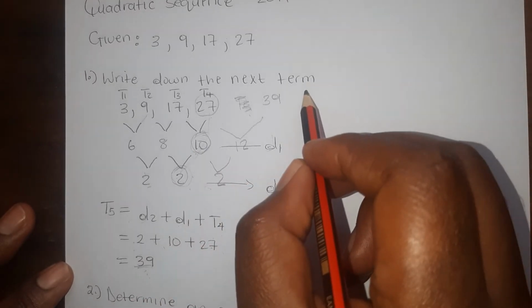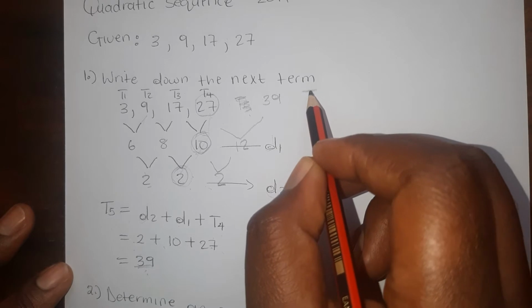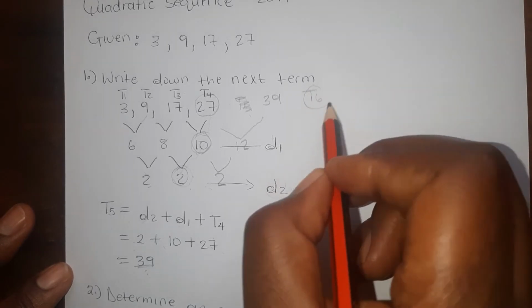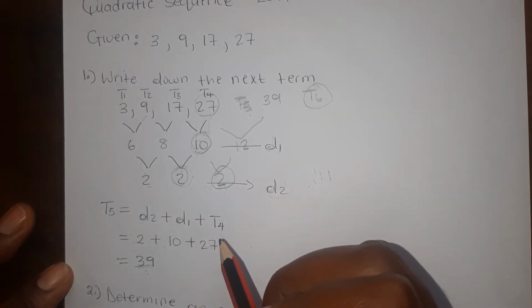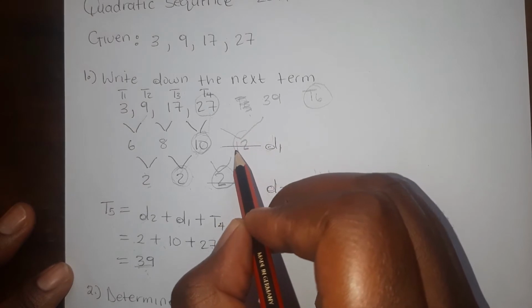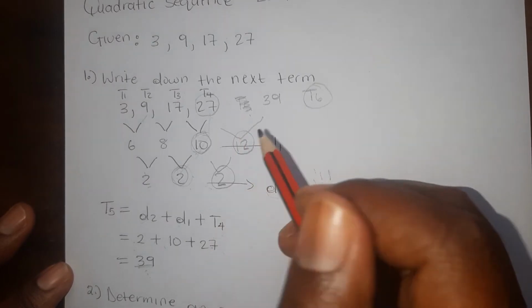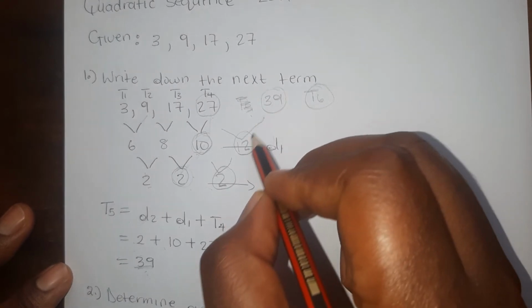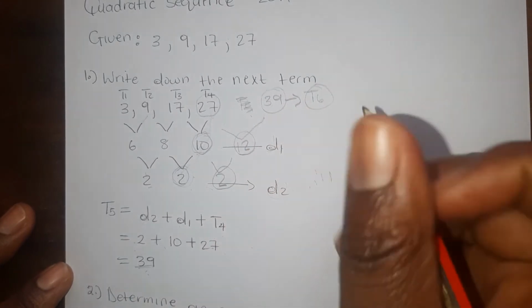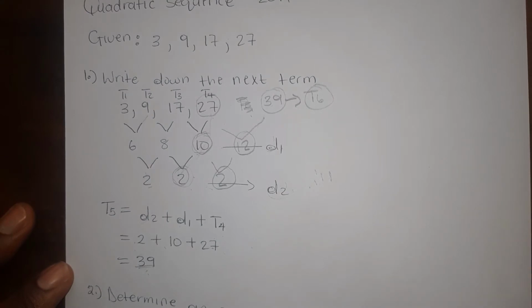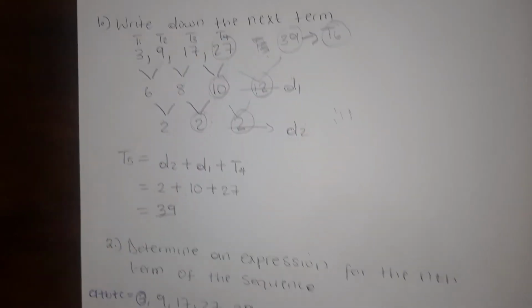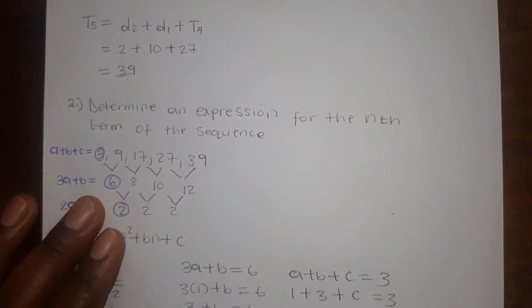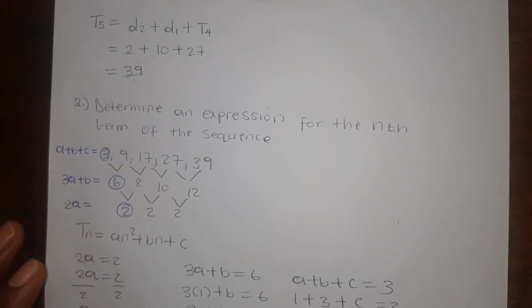It is the same when we are asked to get T6. For T6, we say the last term of our second difference and the last term of our first difference and our T5. When we add these three together, they will give us our T6, and so forth, guys, to infinity. So our question 2 says determine an expression for the nth term of the sequence.